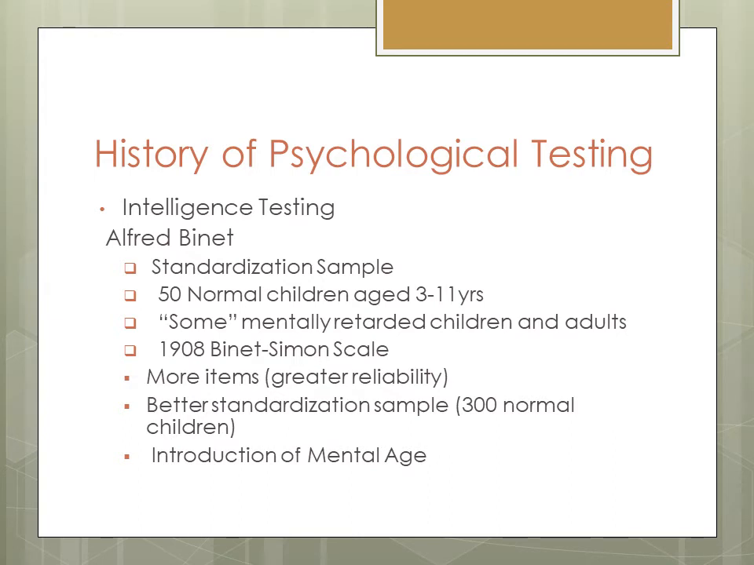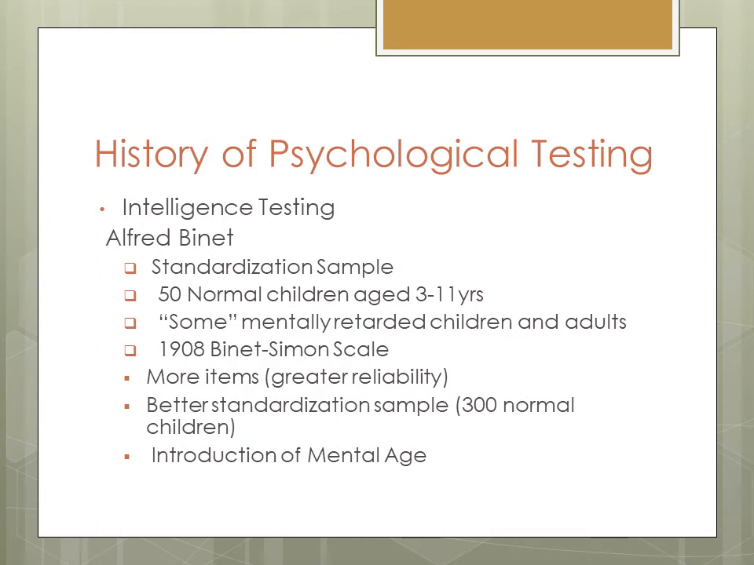All right. So the intelligence testing by Alfred Binet used a standardization sample of 50 normal children from age 3 to 11 years old, some mentally retarded children and adults, and in 1908, the Binet-Simon Intelligence Scale. It had more items, greater reliability, and a better standardization sample of 300 children. Introduction of mental age.